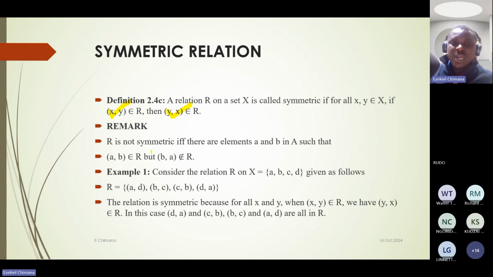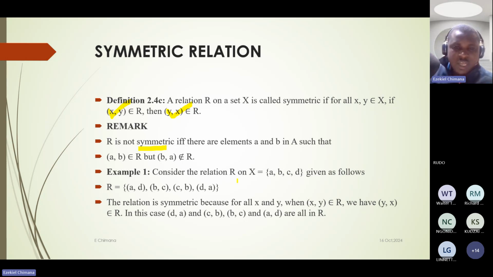So in other words, we need a relationship that maps from this side to that side, and then from that side to this side, going backward. That's the symmetric relation. So R is not symmetric if and only if there are elements a and b in A such that ab is an element of R, but ba is not part of the relation. So whenever you've got ab and you do not have a ba, that relation ceases to be a symmetric relation. I think that's the simplest way to define it.